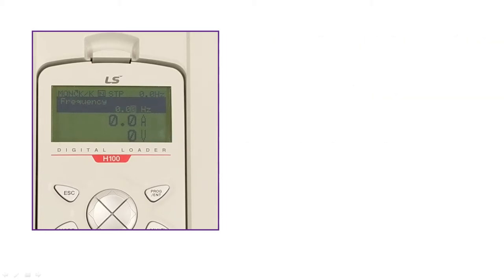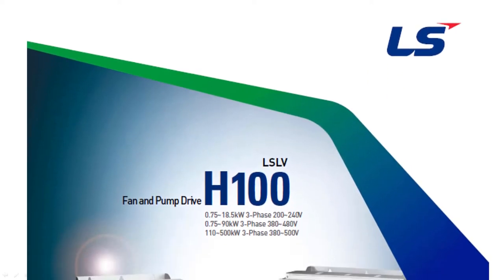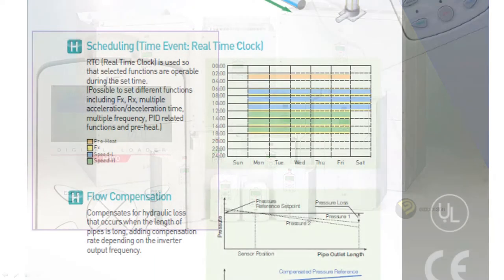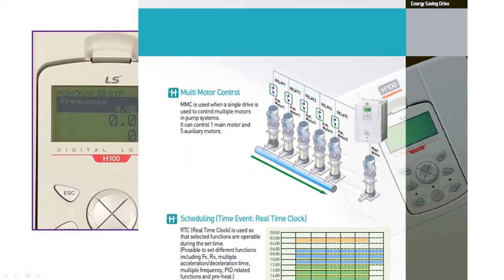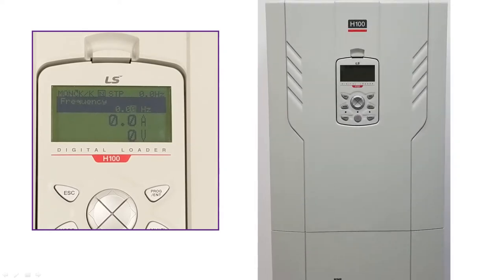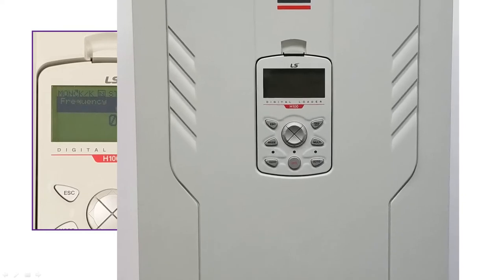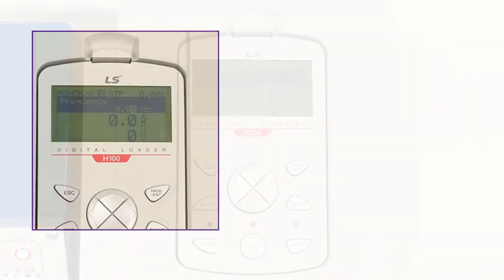The H100 is LSIS's HVAC fan and pump drive. Many of the parameter functions and features are beneficial for fan and pump applications and include industry jargon which makes the VFD easy for anyone to program. One of the features on this VFD which is exclusive to the H100 is the hand-off auto keypad. This HOA keypad provides the operator an easy way to switch from a BAS or DDC control system, which would be the auto mode, to a local hand mode which uses the keypad only for controlling the motor.